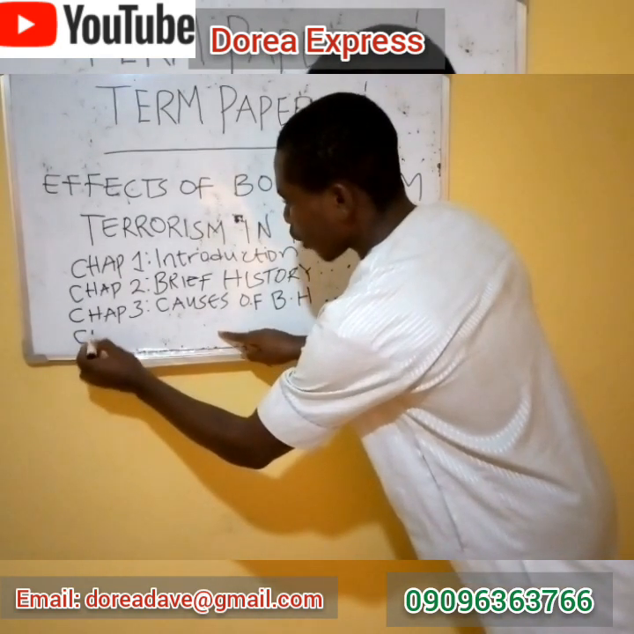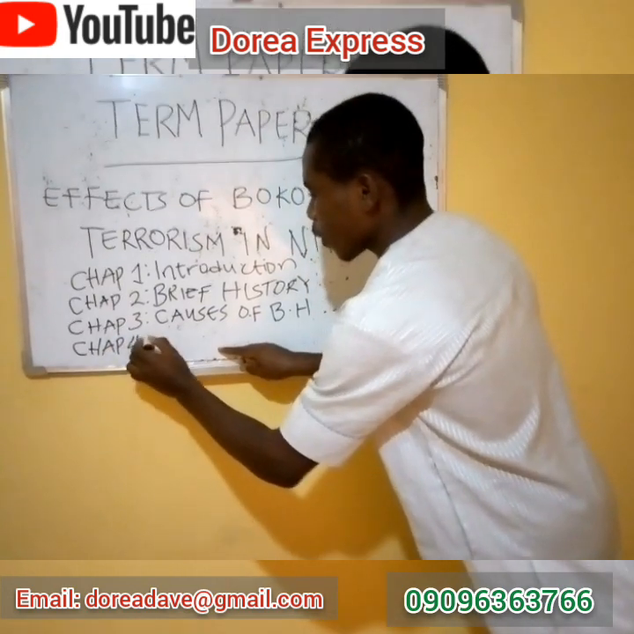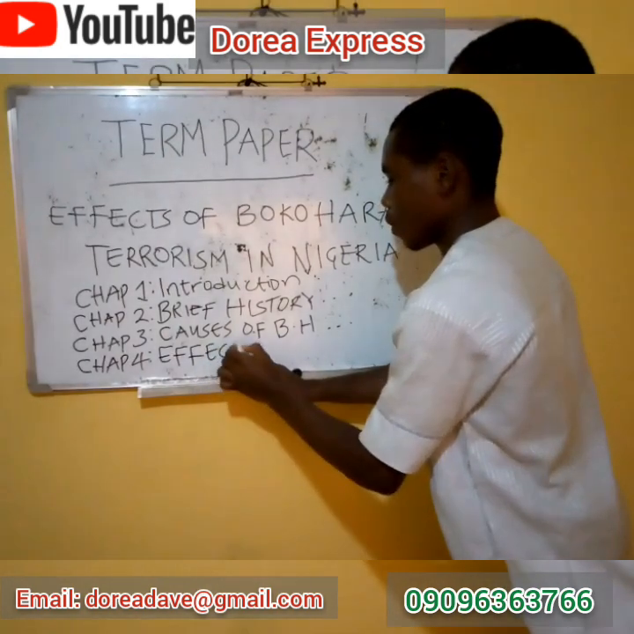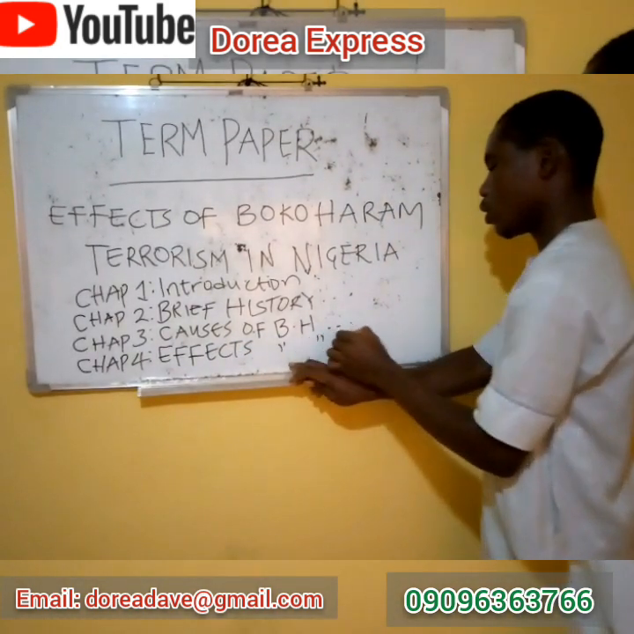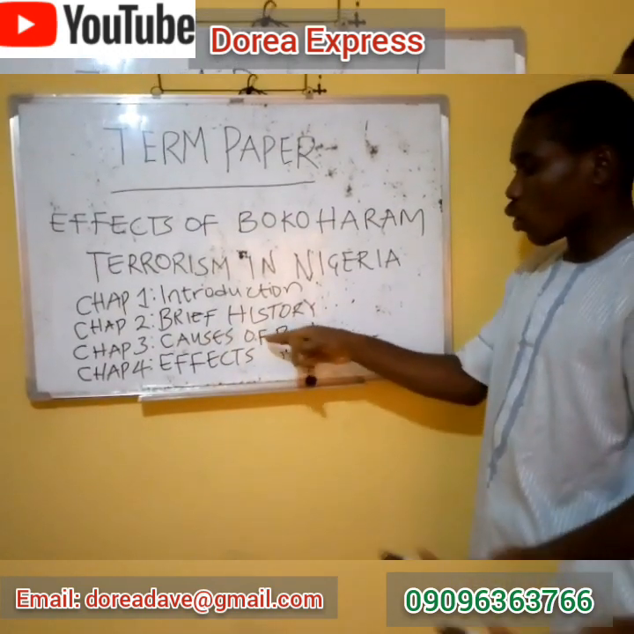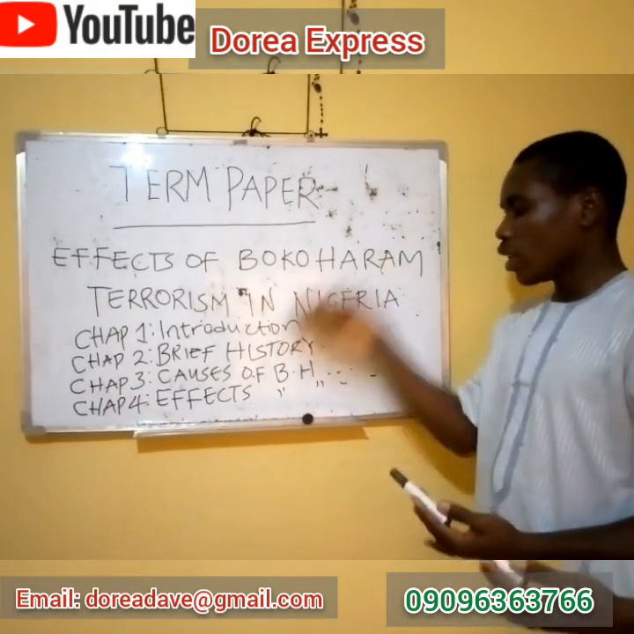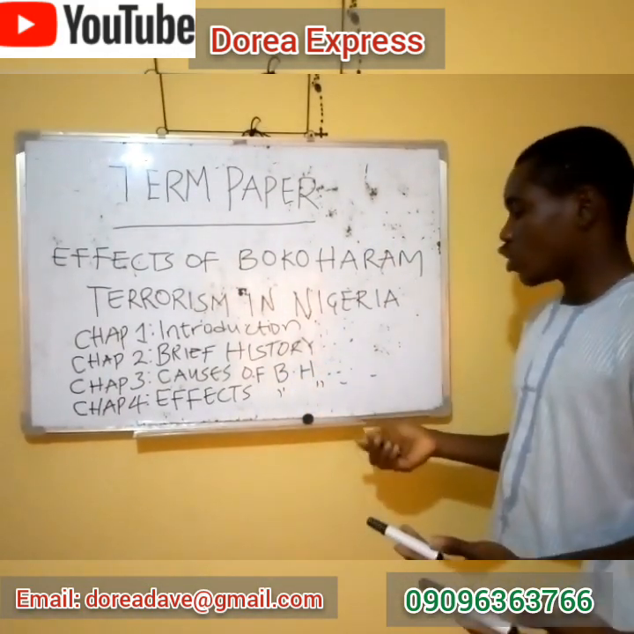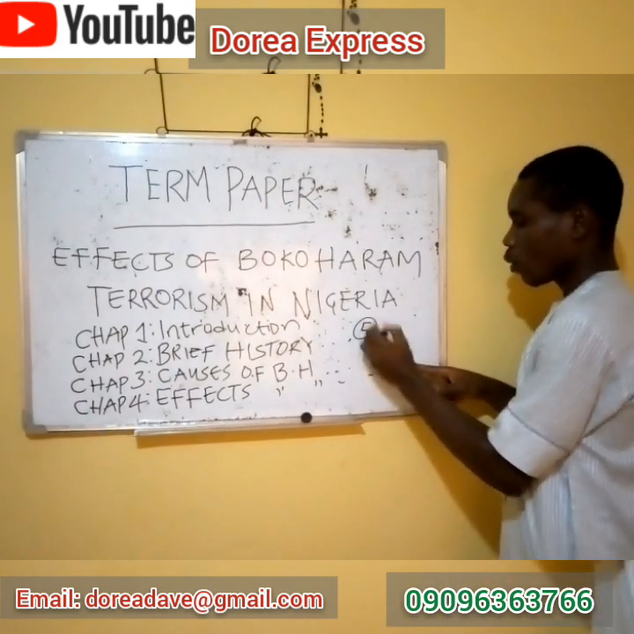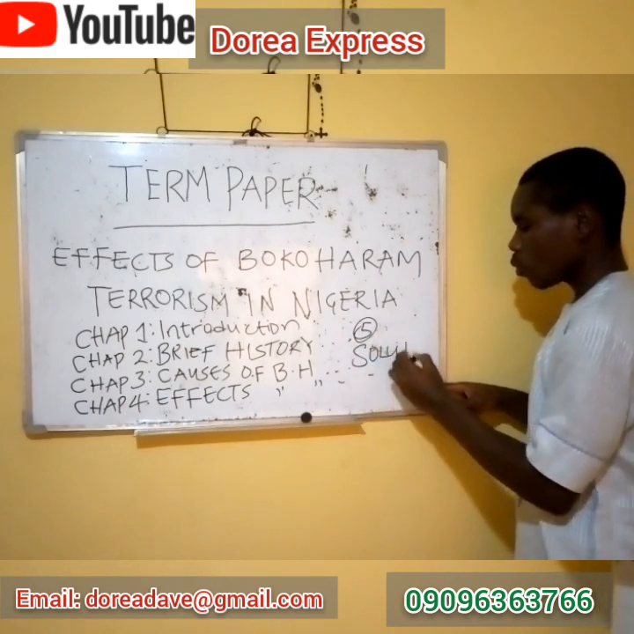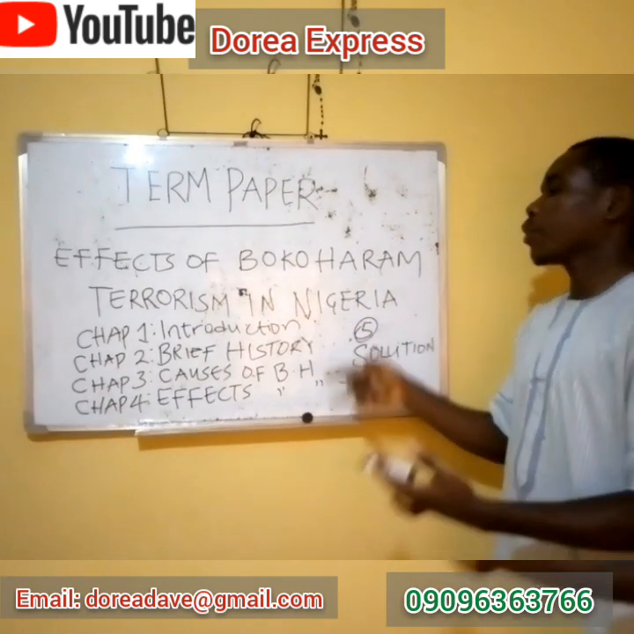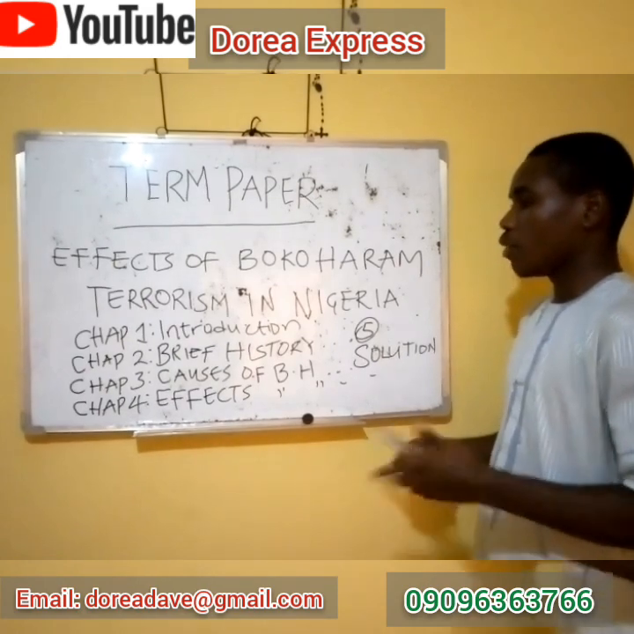In our chapter 4, we are going to be looking at the effects of Boko Haram terrorism in Nigeria. You know, cause and effect go together. If there is a cause, there will be an effect. So you look at the effect of Boko Haram terrorism in Nigeria. Our final chapter, chapter 5, will just be solution. You suggest solutions to Boko Haram terrorism in Nigeria. So this is how we develop the chapters.